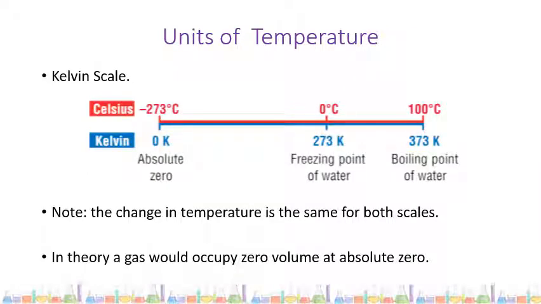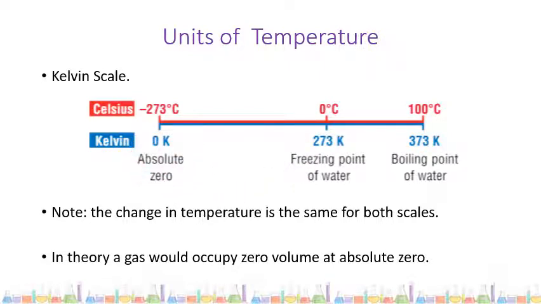In this chapter, we're going to be dealing exclusively with the Kelvin scale when we're discussing temperatures. So on the scale here, you can see that 0 degrees Celsius is equal to 273 degrees Kelvin. Our Celsius scale is based around the freezing point and boiling point of water. However, the Kelvin scale is all based on absolute zero.